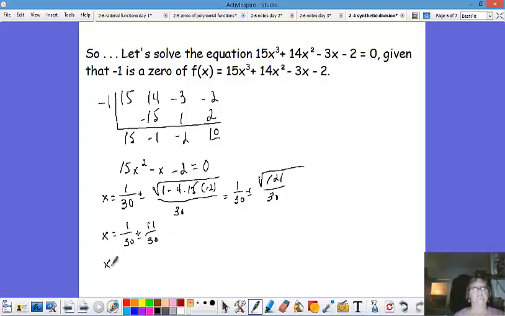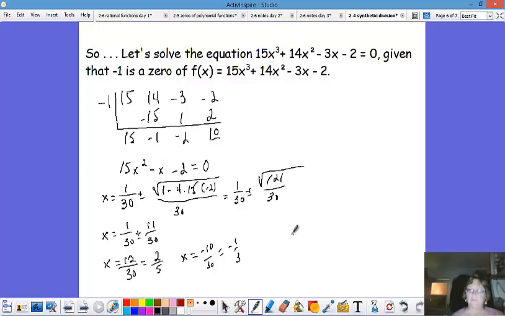So let's see. 1/30 plus 11/30 is 12/30, which reduces to 2/5 because 6 goes into both of those. X could also be 1/30 minus 11/30, and if we subtract 11/30 from 1/30, we get negative 10/30, which reduces to negative 1/3. And we have all 3 of the roots for this thing.